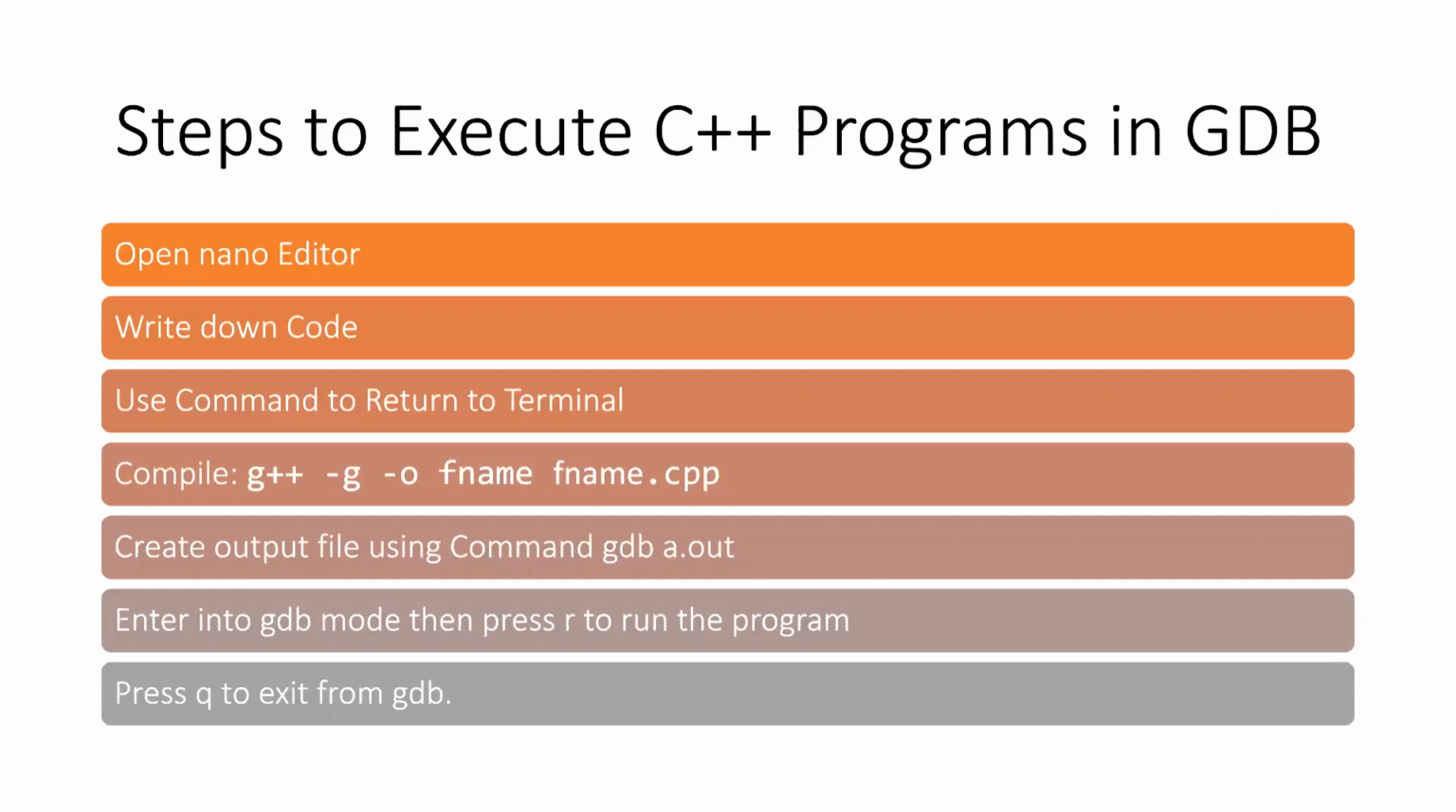Then write down the code, just stepwise, I have written over here. First of all, you have to open the Nano editor, then write down the code, then use the command to return to the terminal. The command is Control plus O for saving, then Enter, then Control plus X. Then for compiling, the command is a little bit different: g++, then -g, then space -o for the output file name, then the file name dot cpp. So this you have to remember for compiling.